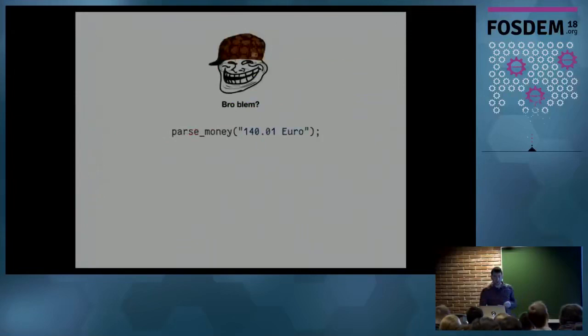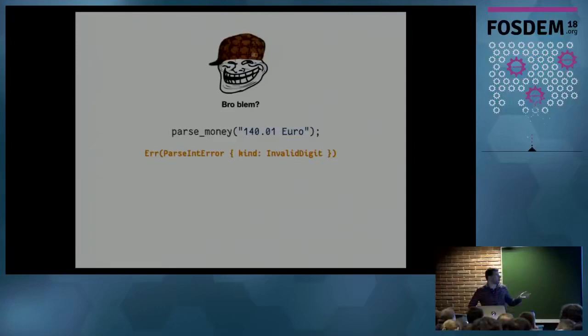And by covered, I mean if you take the same example from before, at least we don't panic anymore. But we get something which looks a bit foreign or a bit alien. You get an error, parse int error, of kind invalid digit. So parse int error is in fact a struct that has a kind field, and kind can be many different types of error kinds. For a Rust developer that totally makes sense, but maybe not for a non-Rust developer or somebody using your library.